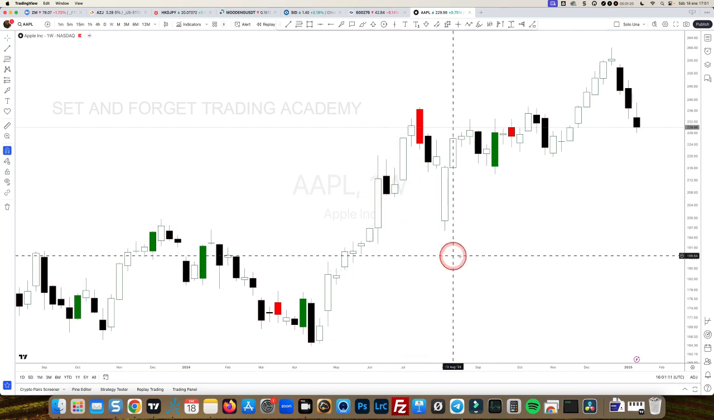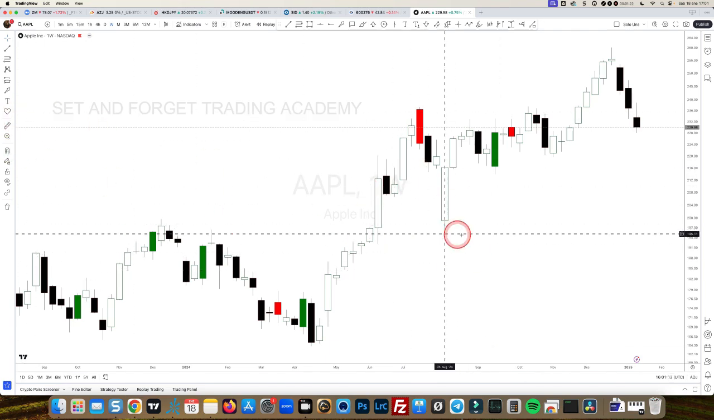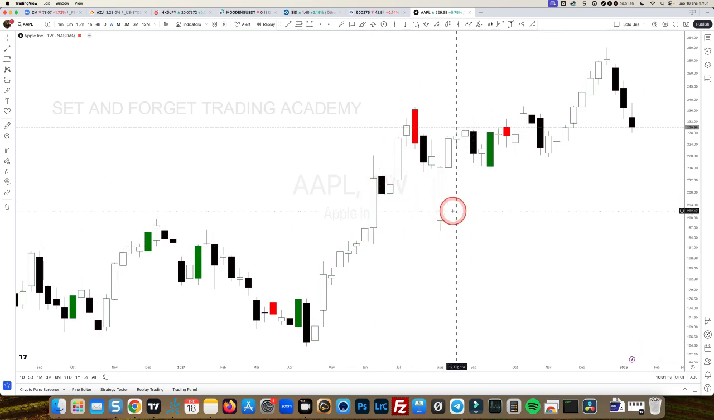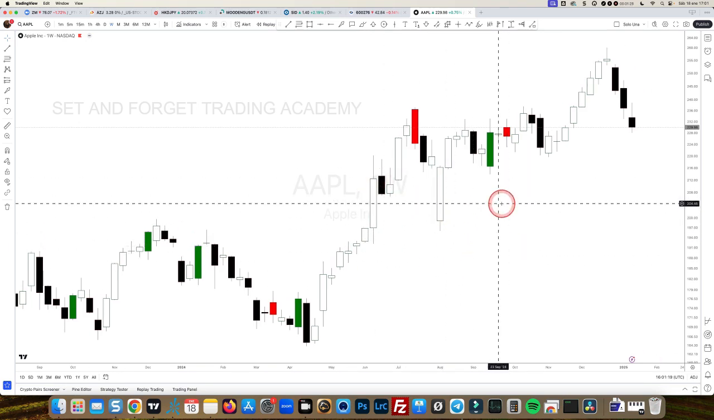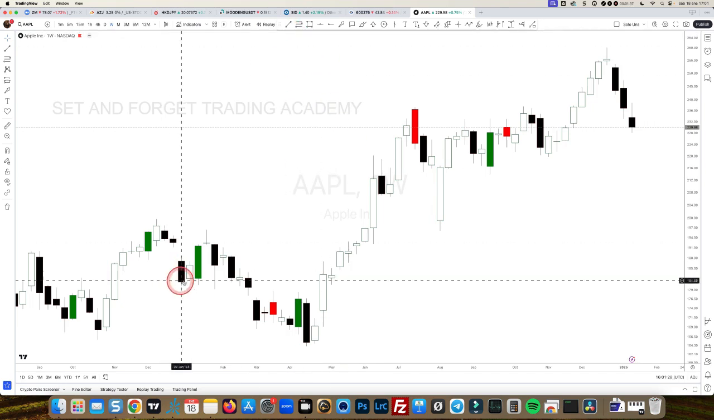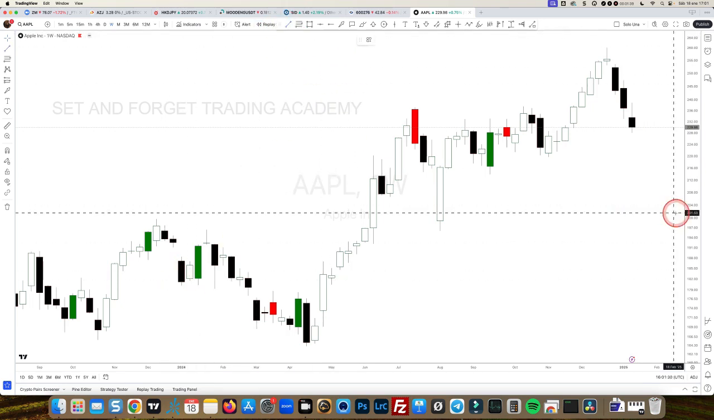Okay, so having said that, I have here Apple weekly time frame. Like I said, I'm going to be switching from one time frame to another, so we can learn about trend lines and what we should be doing and everything. So here, this is TradingView. I'm going to be using the trend line tool.